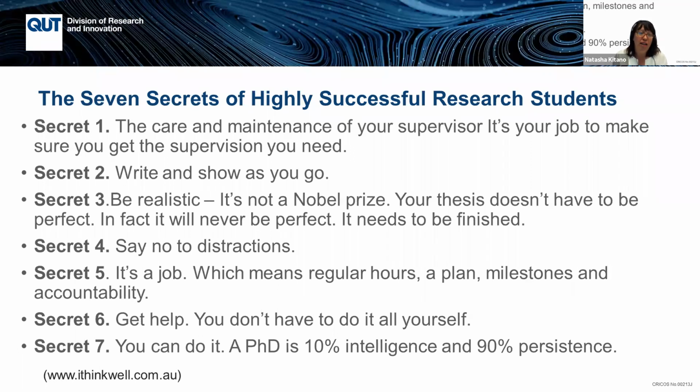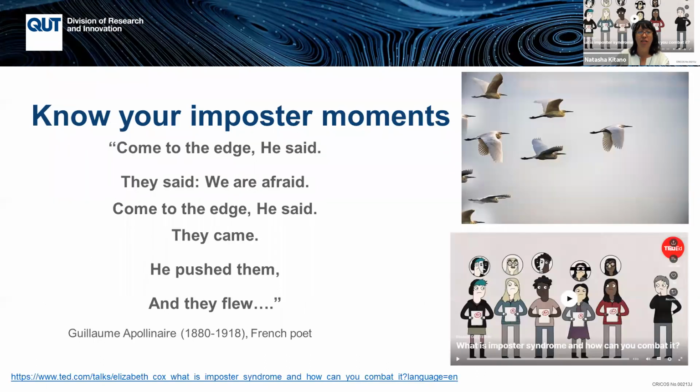Secret 2, write and show as you go. Write early. Secret 3, be realistic. It's not a Nobel Prize. The thesis doesn't have to be perfect. It may never be perfect, but it needs to be finished. Secret 4 is this: say no to distractions. Secret 5, it's a job. That means regular hours, a plan, milestones, and accountability. Secret 6 is to get help because you don't have to do it all by yourself. And the last secret is you can do it. I love this. PhD is 10% intelligence and 90% persistence. Okay, so that's a great secret.